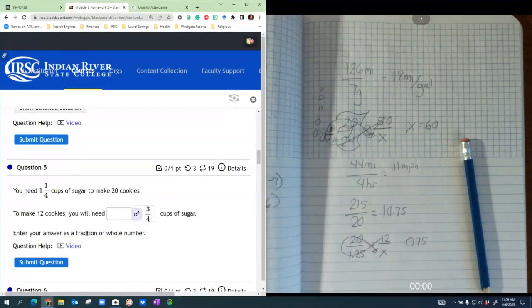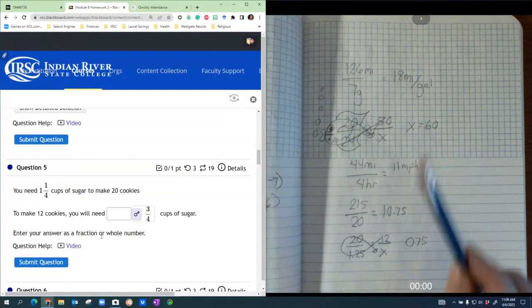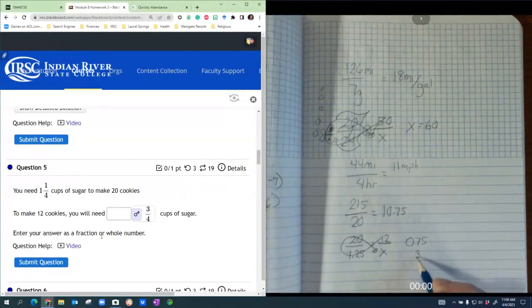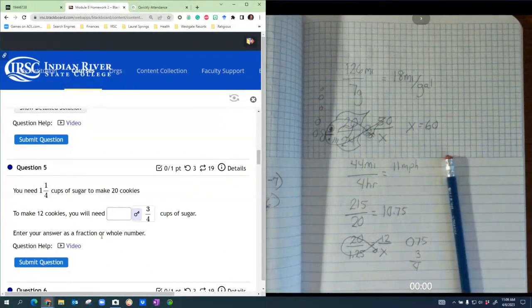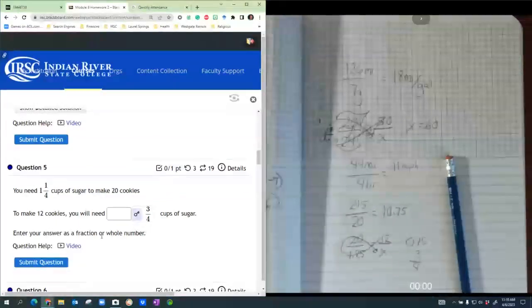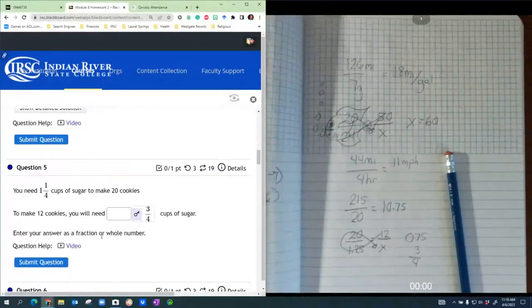And it says enter your answer as a fraction. So if I see this, then I should know that as 3/4, right? And that's why I said 3/4 cup before I go ahead and show the answer. So you guys understand that if it needs a fraction.